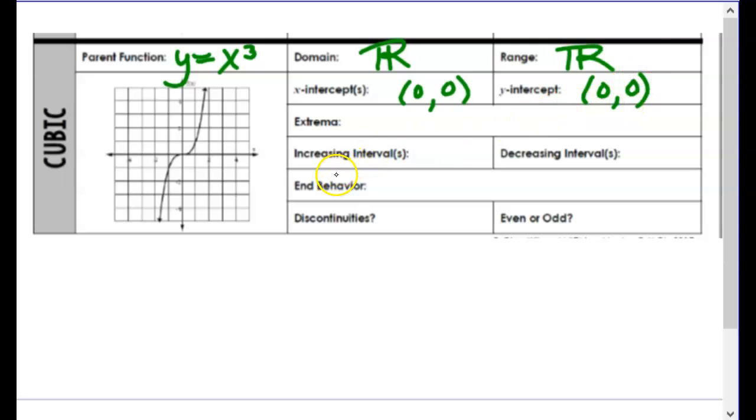Does it have any maxes or mins? No, it has an inflection point, but it has no maxes and mins. What about increasing, guys? If I start on the left, what happens? It's all increasing, okay? It is all increasing.